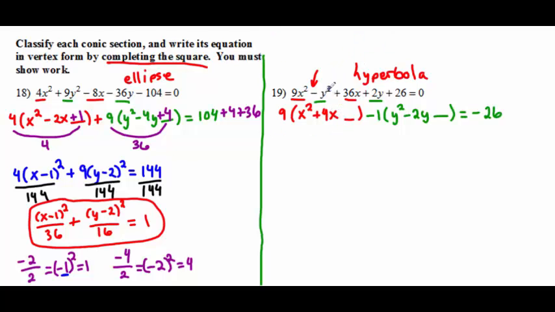I really hope that if nothing else, we can all figure out what goes in these blanks. I half and square 4 and get 4. I half it and get 2, square it and get 4. I half and square negative 2 and get 1. But I really just did 9 times 4, which is 36. And I did negative 1 times 1, which means I need to put minus 1.